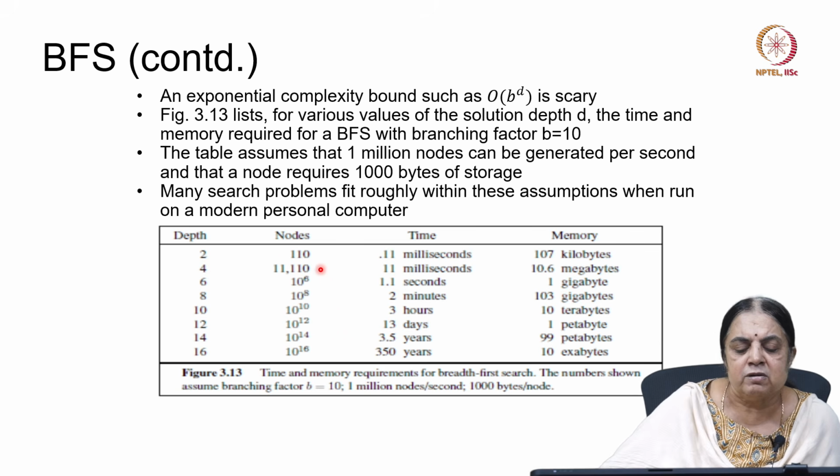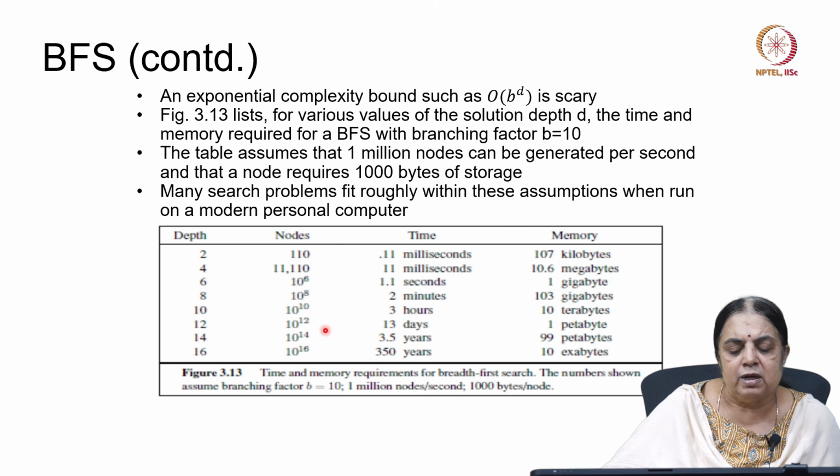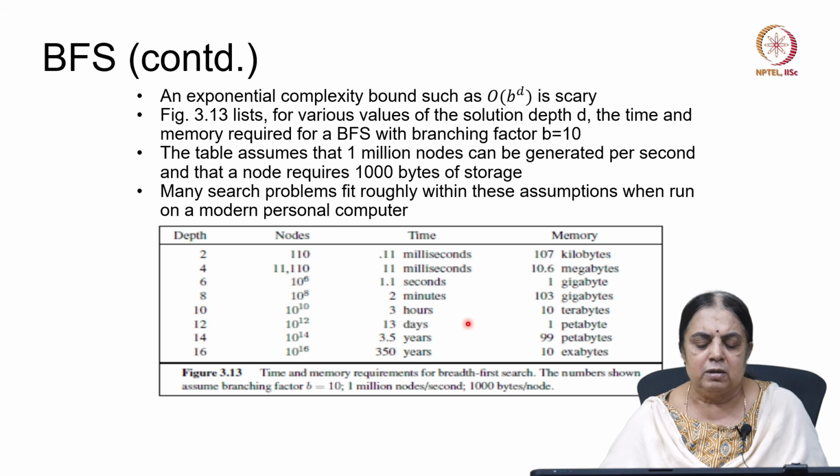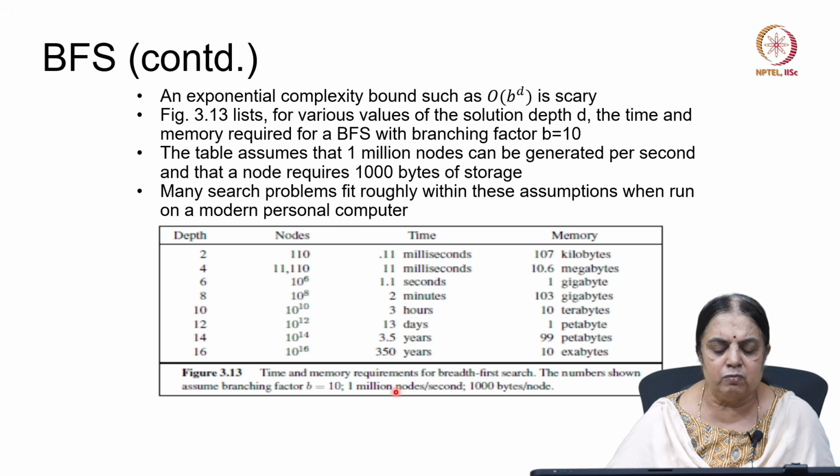So we can see that the nodes are increasing in an exponential manner, and the time required is according to 1 million nodes per second. So it's able to carry out, or expand, 1 million nodes per second. So what happens is that we can see that the depth 8 takes 2 minutes, depth 10 takes 3 hours, depth 12 takes 13 days, depth 14 takes 3.5 years and depth 16 takes 350 years, right.